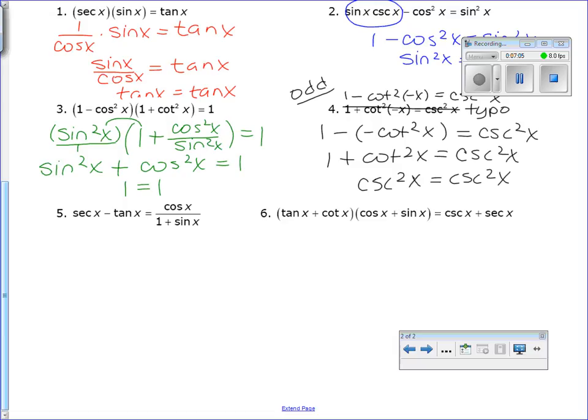All right, I've got secant x minus tangent x, and it equals cosine x over 1 plus sine x. One thing I want you to note: I have two terms on the left, I have one term on the right. So my goal is going to be to make two terms be one term. I see the left side is more complicated, so that's the side I'm going to work on. Let's follow rule number 3. It's always a good idea to get things in terms of sine and cosine. So we'll write this as 1 over cosine x, and we'll write this as sine over cosine.